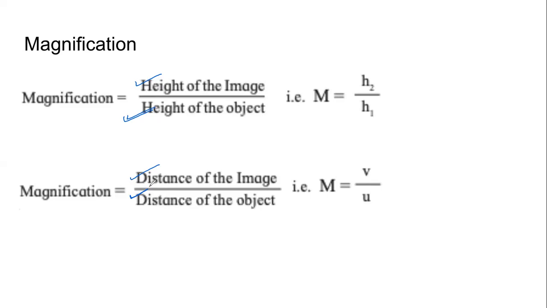And we know height of the image, we will use h2. Height of the object, we will use the variable h1. Distance of the image, we will use v. Distance of the object, we will use u.